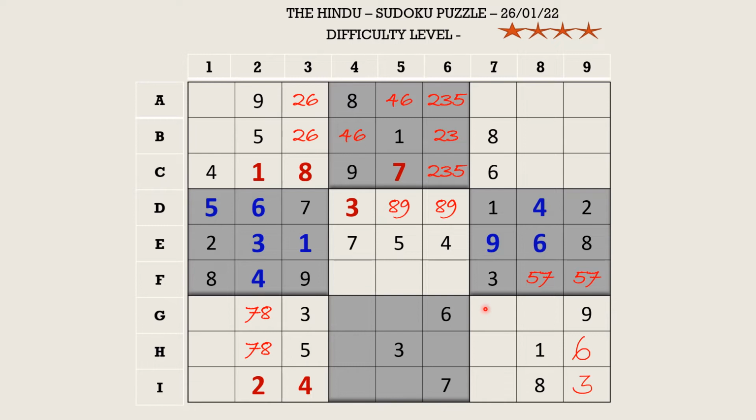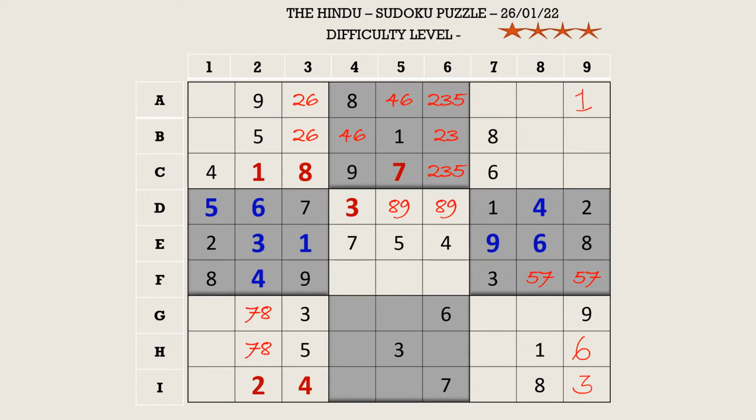Now there is a 1 in column 8 which blocks these 3 cells. There is a 1 in column 7 which blocks this cell. There is a 1 in B row which blocks this cell and 1 in C row which blocks this cell. That leaves A9 having 1.